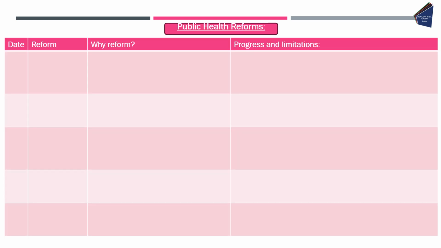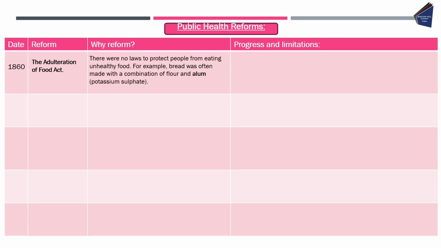A contextual piece of information that we need to know is what the government did to introduce some public health reforms. We need to know when they happened, what their reason for introducing them was, and finally what progress and limitations there were. So first of all, in 1860, the government introduced a reform called the Adulteration of Food Act. The reason for this is that there were no laws to protect people from eating unhealthy food. For example, bread was often made with a combination of flour and something called alum, which was potassium sulfate, a substance that is commonly found in fertilisers in modern England, to give you a taste of what people would have been eating.